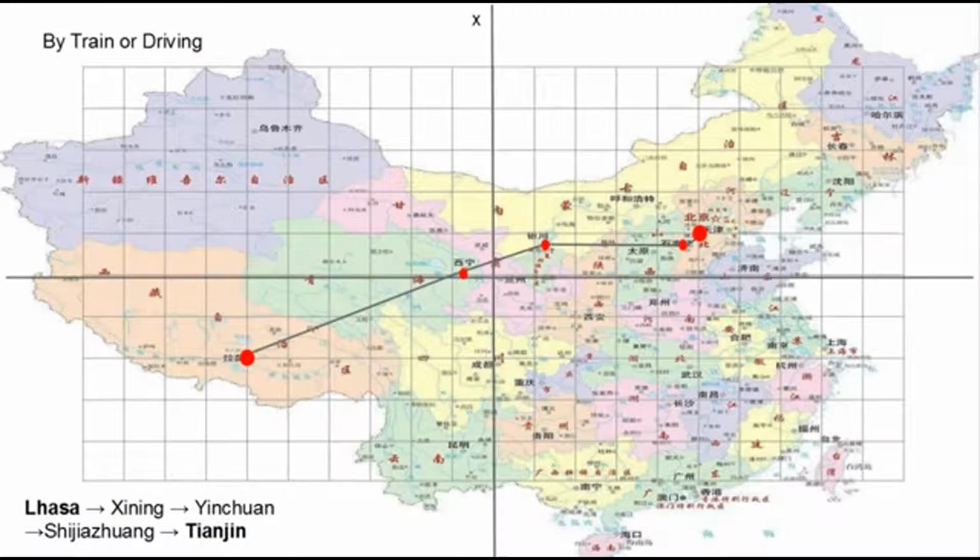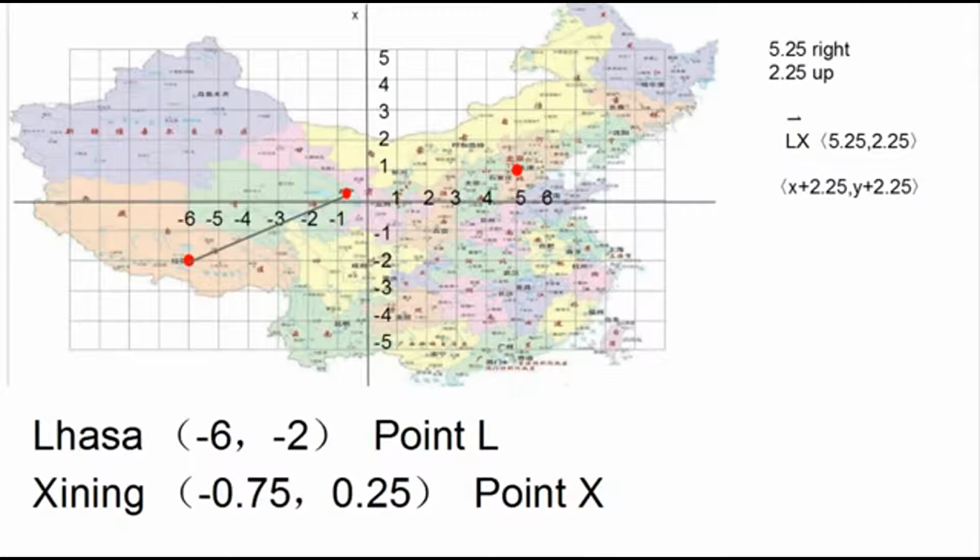But what if you are going by train or by driving? So if you're taking a train or driving, you have to pass at least 3 other cities to get to city T. So here's the road. From L to X, and from X to Y, from Y to S, from S to T. That's our final destination.